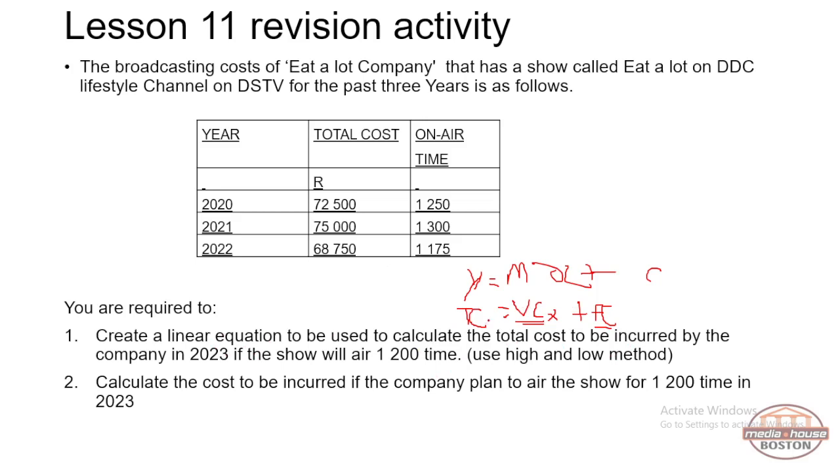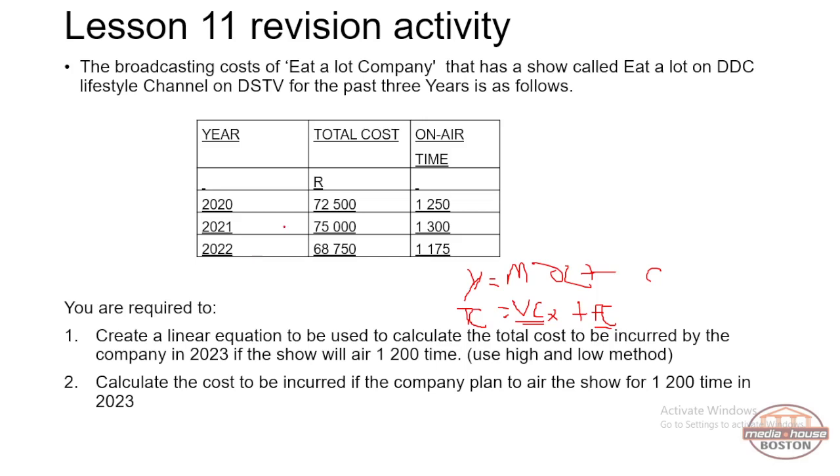That is, the total cost is equal to the variable cost per unit multiplied by the activity plus the fixed cost, which will be in rands as well. So the first step that I mentioned during the previous lesson is that we're going to use what we call the high and low method. The high and low method says that the difference between the highest activity and the lowest activity will be the one that causes the change in the total cost.